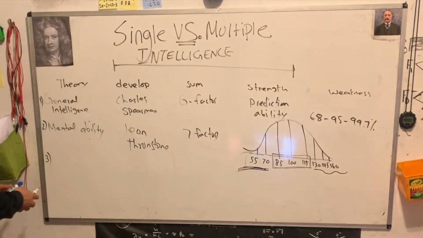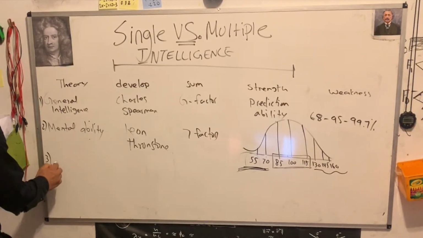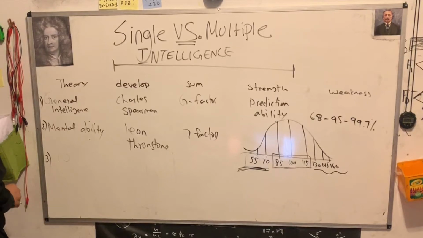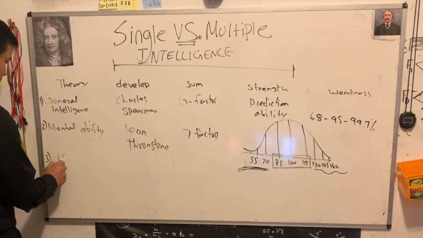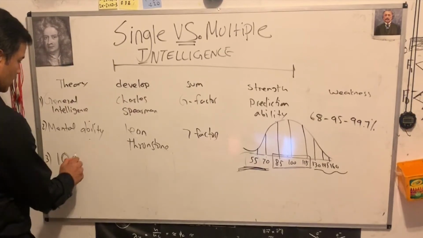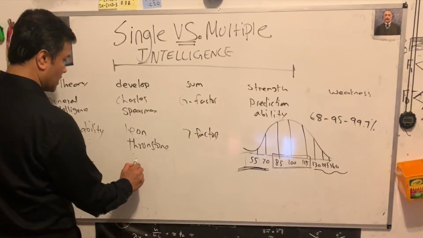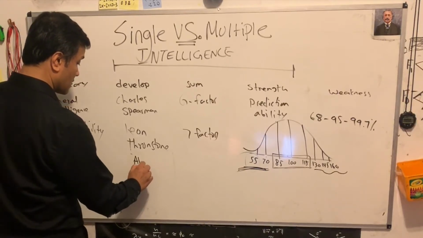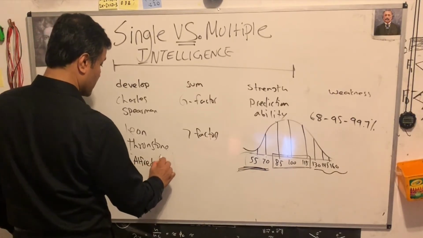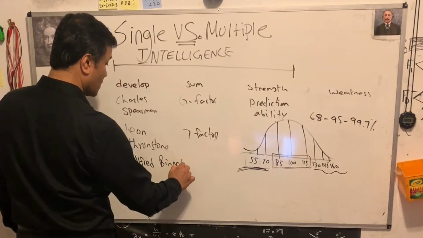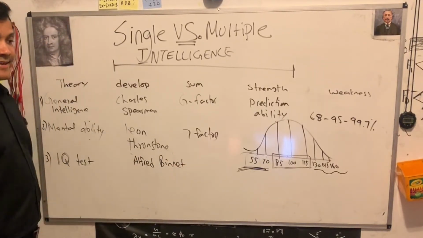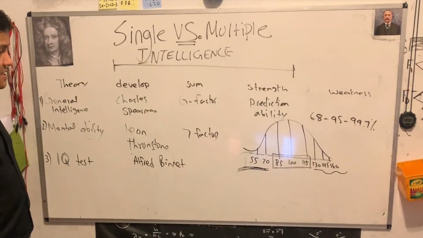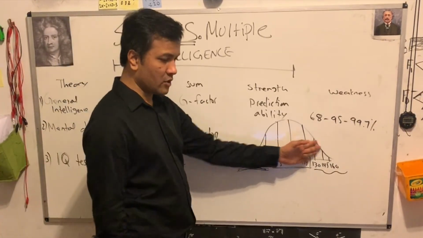All right, what is the next one? The intelligence or the IQ. The IQ test. What does IQ stand for? Intelligence quotient. This is the really popular one. Alfred Binet. He was German. Yeah, he created the normal distribution.